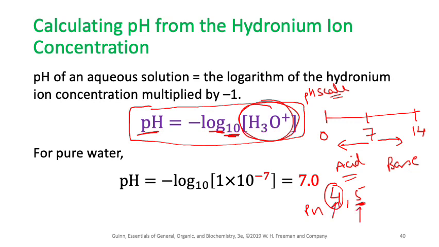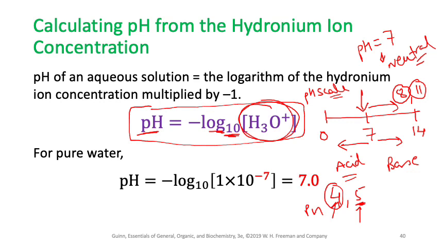Same thing applies for the base. The bigger the number, the more basic the solution is. So if you have pH of 8 and 11, a solution that has a pH of 11 is more basic compared to the solution that has a pH of 8, right? And if the pH number comes out to be exactly 7, that means the solution is neutral, right?